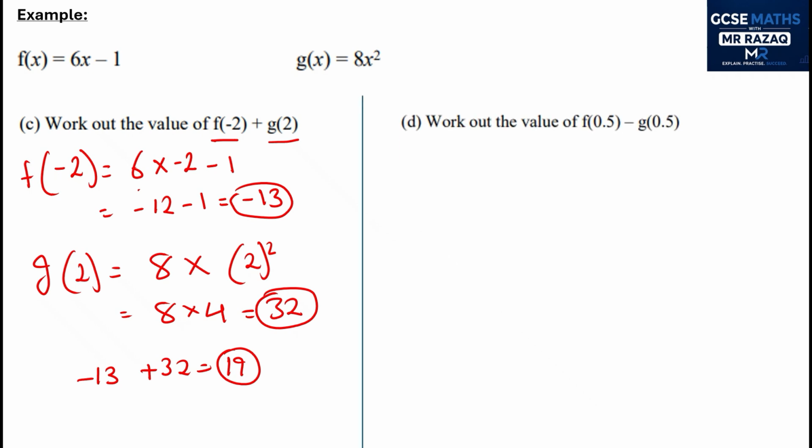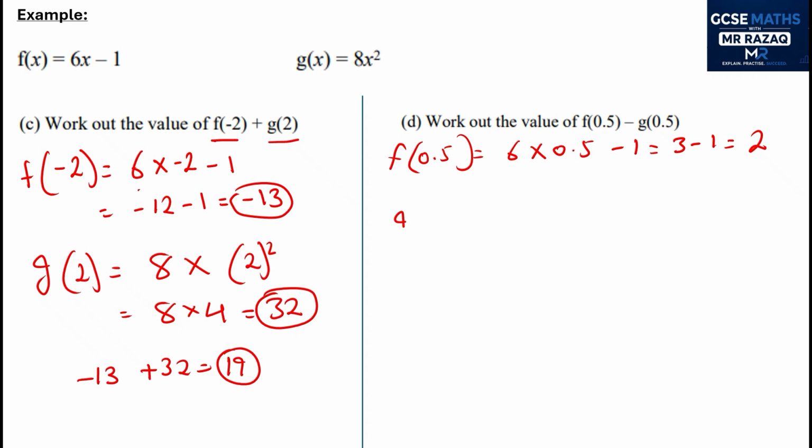Here's another example. In this case, we've got f of 0.5 and the function g of 0.5, and we've been asked to subtract. So again, first thing we will do is work out f of 0.5. 6 times 0.5 minus 1. Now 6 times 0.5, that basically means half it. If I half 6, that would give me 3. Minus 1 is equal to 2.